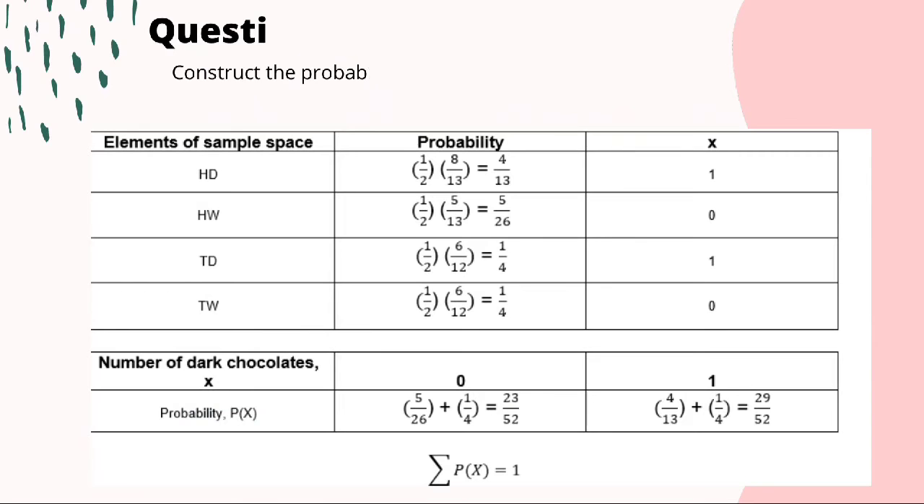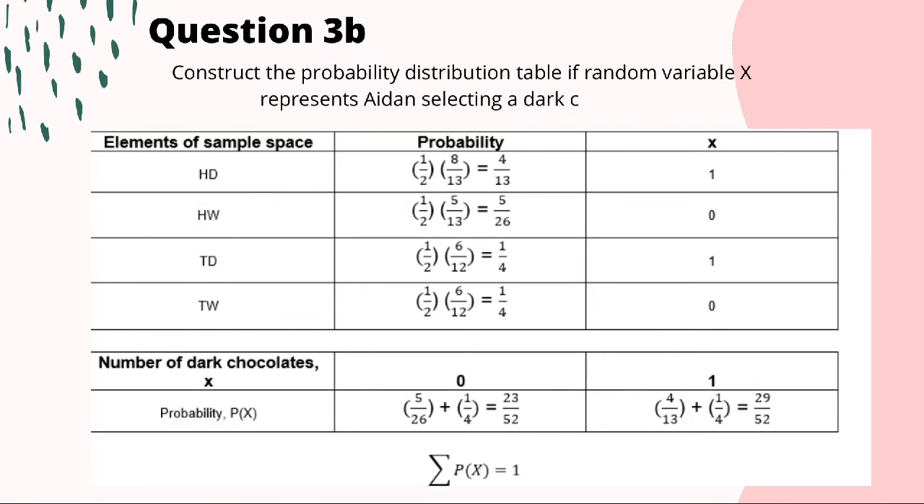Question 3b. Construct the probability distribution table if random variable x representing item selected the dark chocolate. So first column is elements of sample space, second column is probability, and third column is x. So first element is HD or head dark chocolate with probability 4 over 13, x equal to 1. Second element is HW or head white chocolate with probability 5 over 26, x equal to 0. Third element is TD or tail dark chocolate with probability 1 over 4, x equal to 1. Then fourth element is TW or tail white chocolate with probability 1 over 4, x equal to 0.